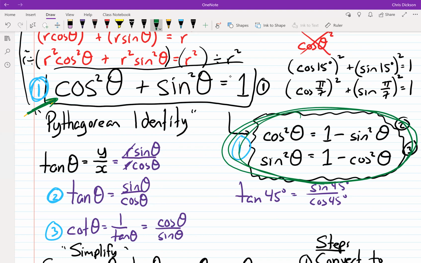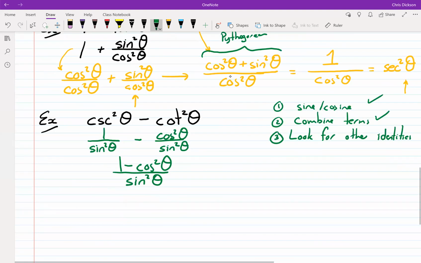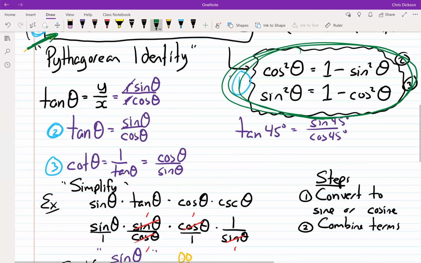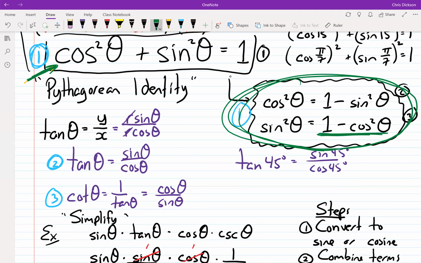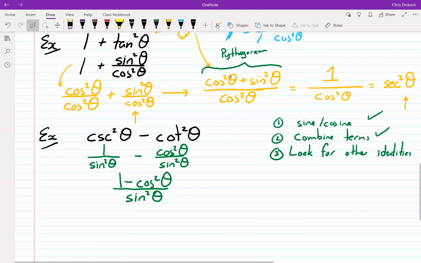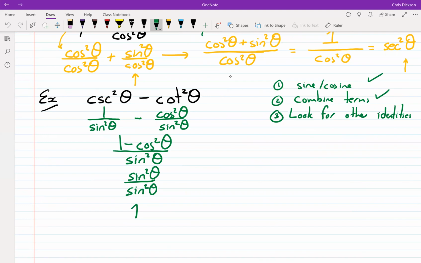So we have 1 minus cos squared theta. That equals sine squared theta. So the top of this fraction is actually sine squared theta all over sine squared theta. And of course, since the numerator and the denominator are the same thing, this would equal 1. So this is an example where we seem to be reusing the Pythagorean identity just in a slightly different form here.